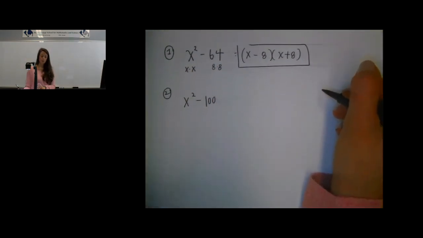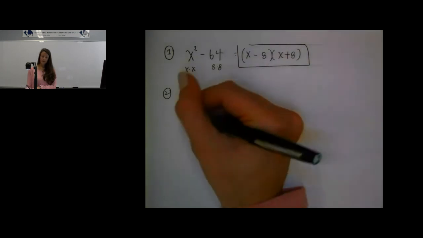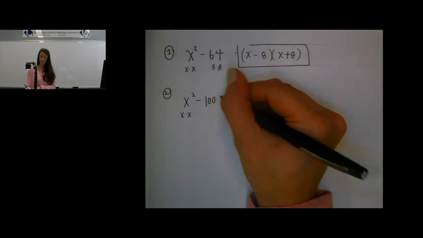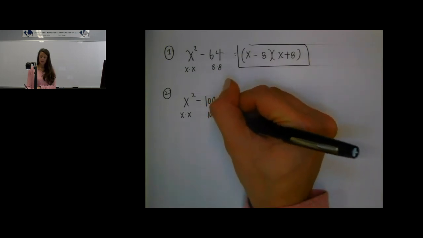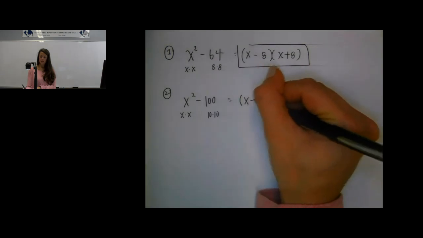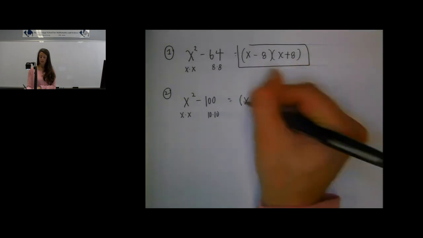All right, over this one. Okay, x squared, what multiplies together to give you x squared? x times x. What multiplies together to give you 100? 10 times 10. They're separated by a minus sign, so this is going to factor to x minus 10 times x plus 10.